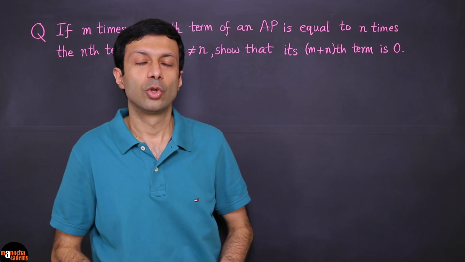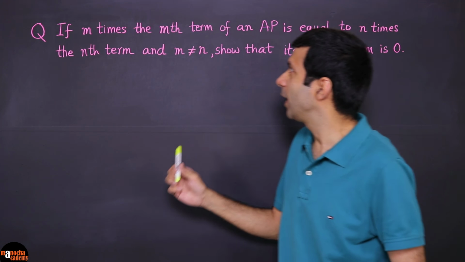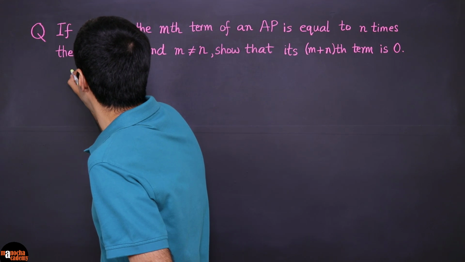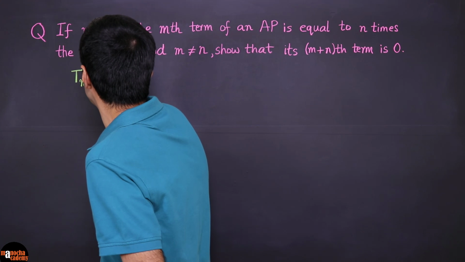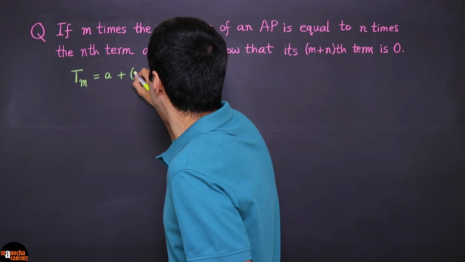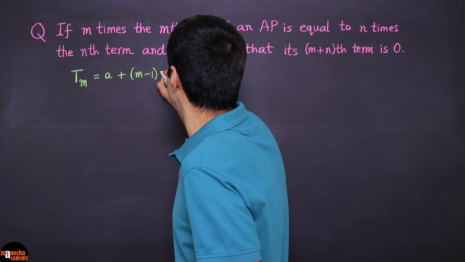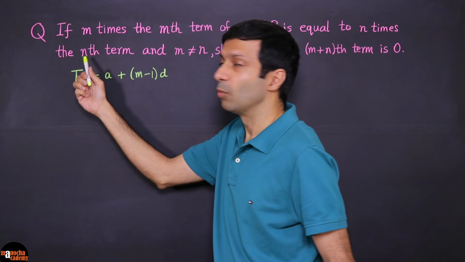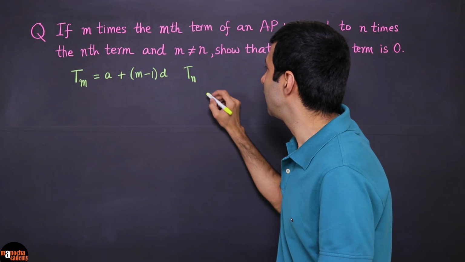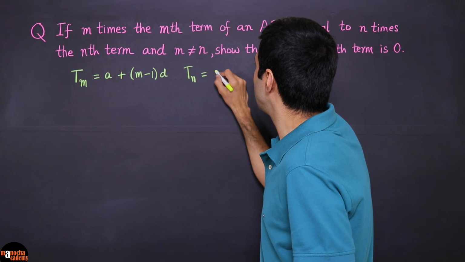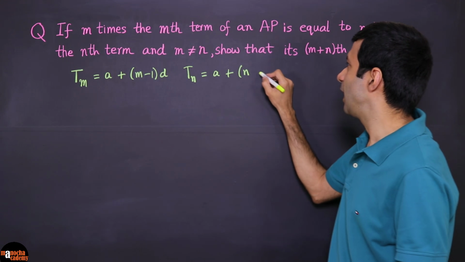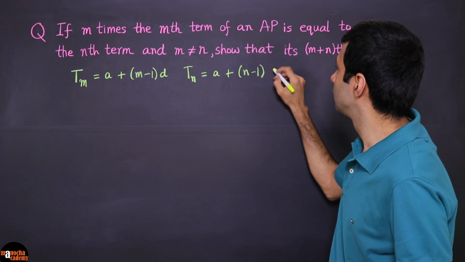So first let's use the formula and write the terms that we are interested in. So the mth term we can express as Tm is equal to a plus m minus 1, right, into d. And what will the nth term be? Same thing, just use that formula. Tn is going to be equal to a plus n minus 1 into d.